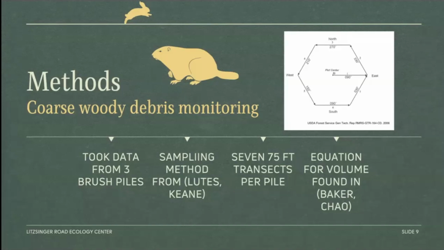You start at the plot center, which for me was at the corner or edge of a brush pile, didn't count any of the coarse woody debris within the brush pile, and went due east and did 7 transects in like a hexagon. And what you do is you take a caliper or something like this and just measure the diameter of that piece of coarse woody debris. And doing that, you add up all the diameters and you can calculate volume using the method in Baker-Chow. And that's how I calculated coarse woody debris.